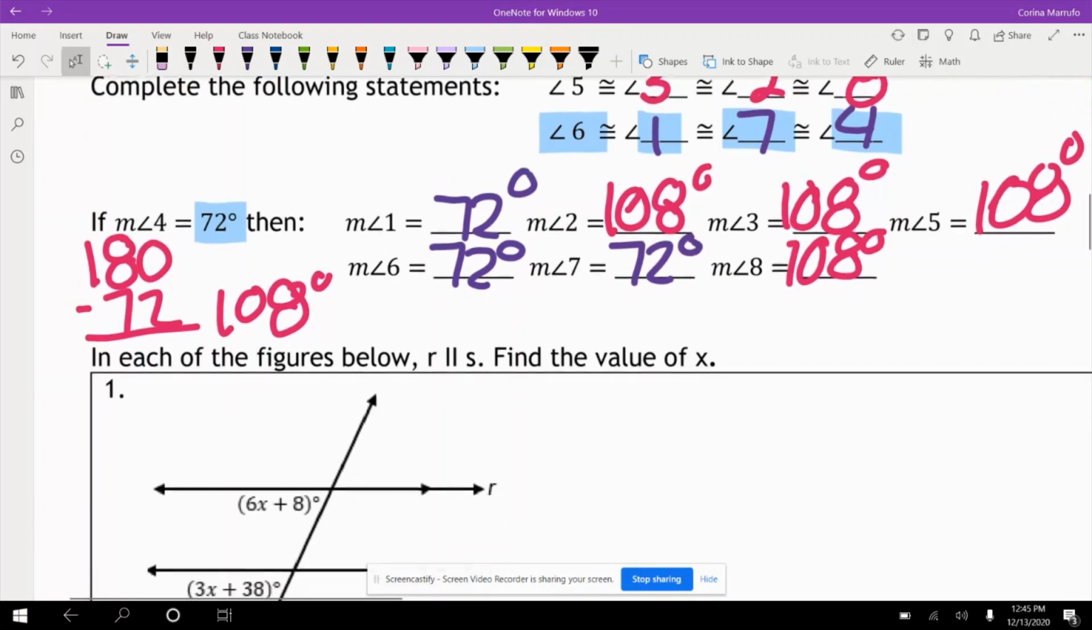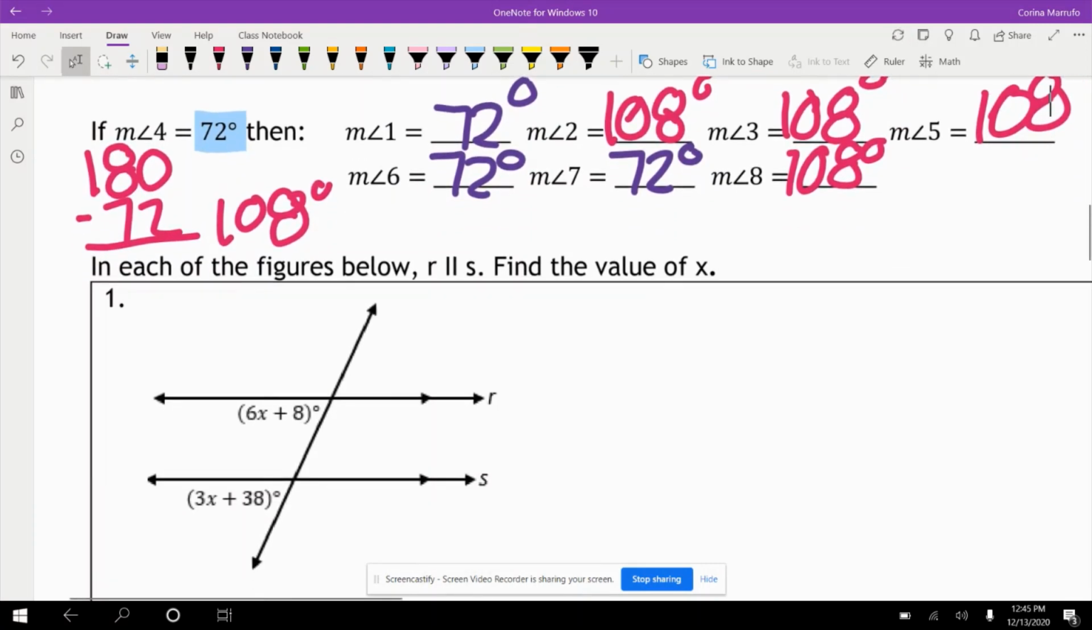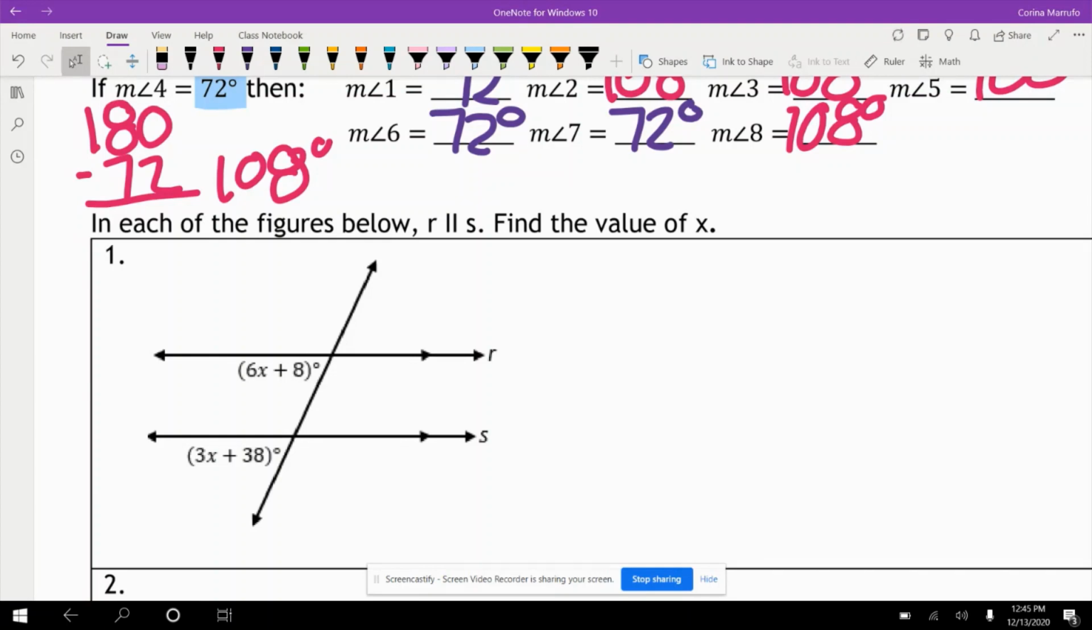Okay. So next it says, in each of the figures below, R is parallel to S. Find the value of X. Okay. So if we look at these two angles are considered to be corresponding angles. And we know that corresponding angles are congruent. Okay. So first you need to figure out, are these angles congruent or are they supplementary? Okay. So now that we established that they're congruent, if you're still not sure, you can also look at your angles and see this is an acute angle, this is an acute angle. All your acute angles are going to be congruent.